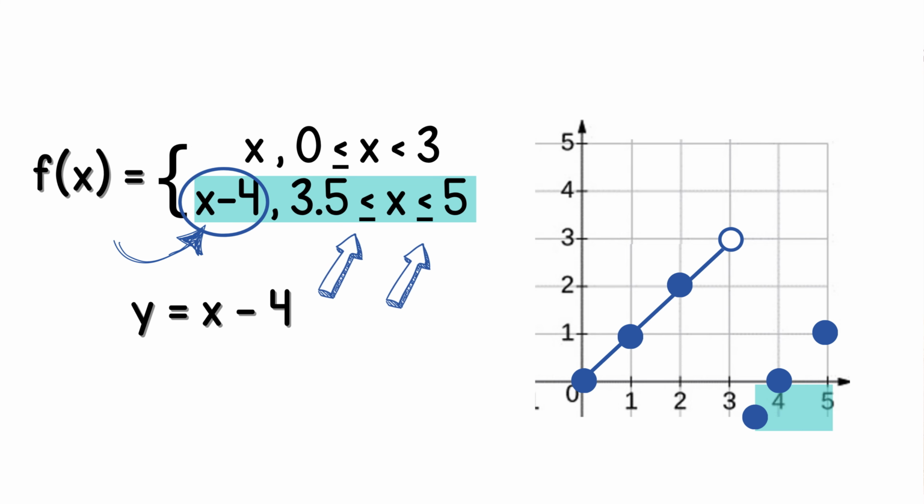We can see that both of our inequality symbols have the equal sign, so both of our points will be included. Now we'll just draw the line to connect all of them. Let's look at another example.